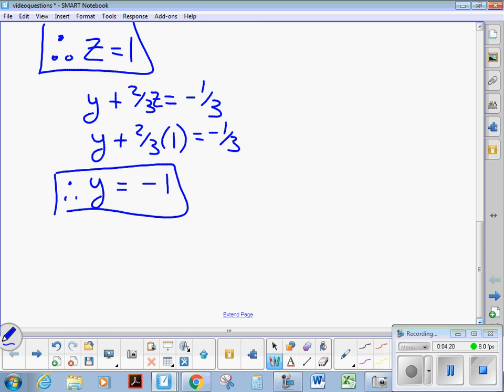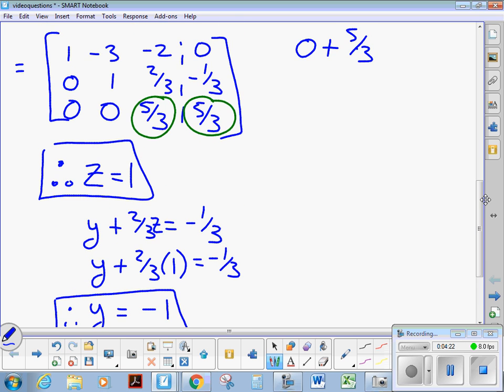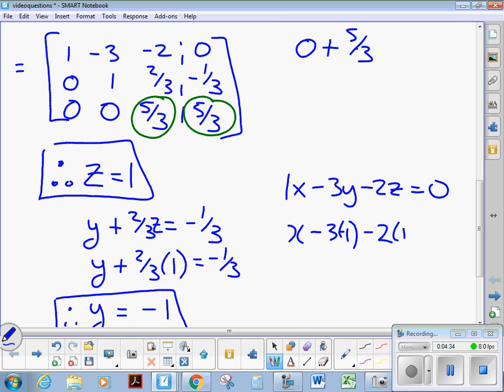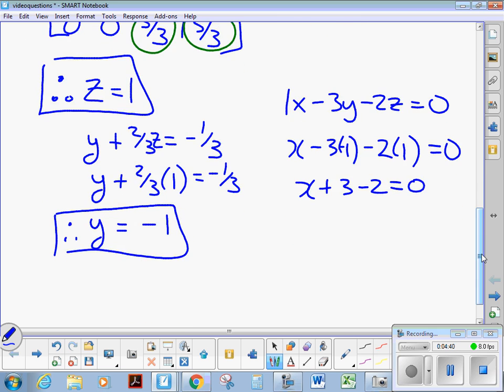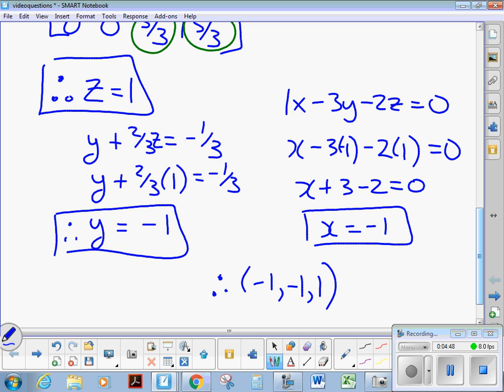Now I just need to finish up and find my x value from the matrix. So 1x minus 3y minus 2z equals 0. So x minus 3 times negative 1, minus 2 times 1 equals 0. So x plus 3 minus 2 equals 0. So that means that x will equal -1. So we have an intersection at -1, -1, and 1.